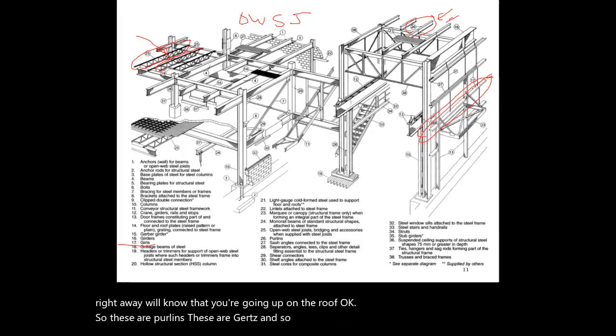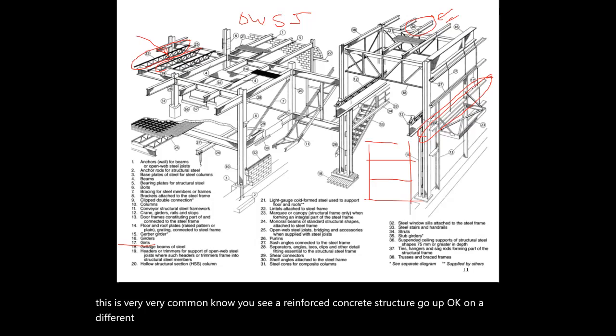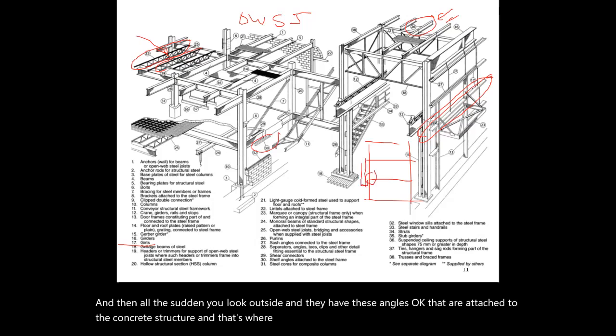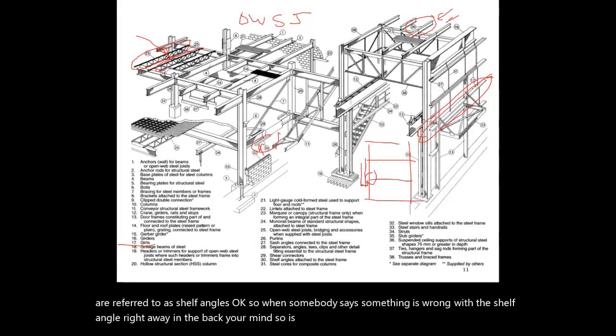Now, this is very, very common: you see a reinforced concrete structure go up on the different floors, and then all of a sudden you look outside and they have these angles attached to the concrete structure, and that's where your masonry is going to be sitting. Those are referred to as shelf angles. So when somebody says something's wrong with the shelf angle, right away in the back of your mind, it's that thing that supports the masonry on the building. That's called a shelf angle.